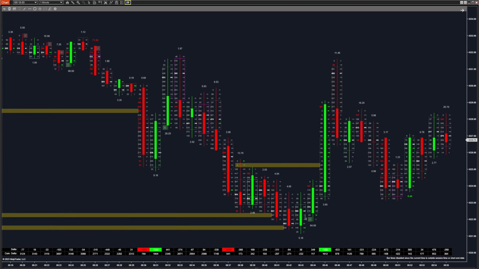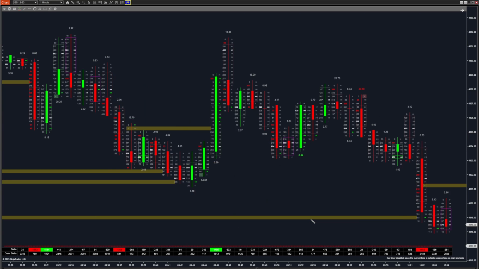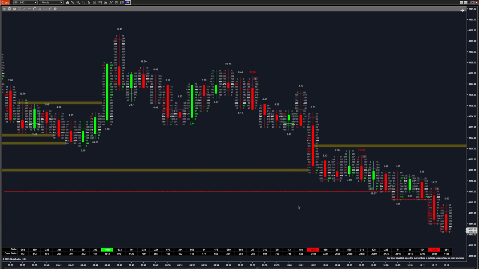You can see right here, we do get a retest of the thin print, and then we get an exhaustion print. I know some people may take a long on this. Personally, my strategy doesn't consist of that. I don't like taking a long just because we're retesting and then we get an exhaustion print. I like looking for that extra confluence, right?